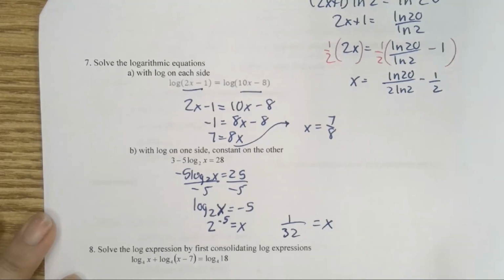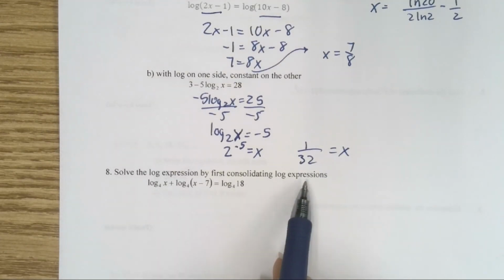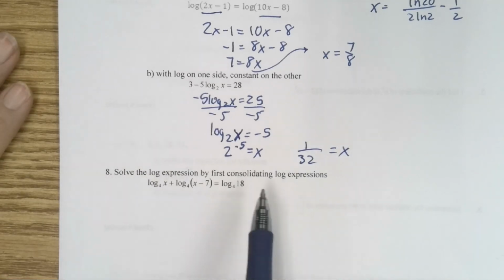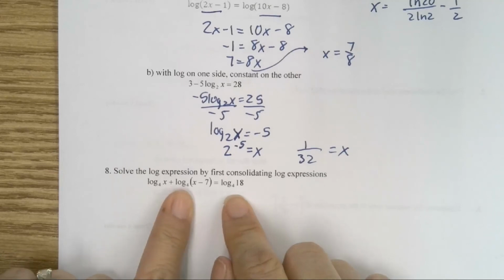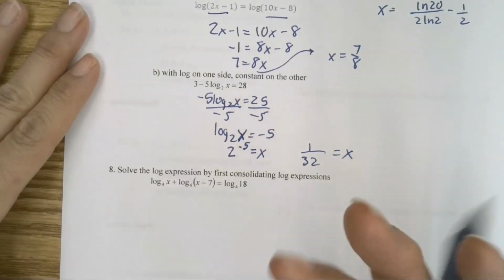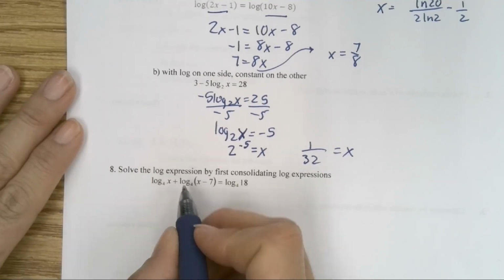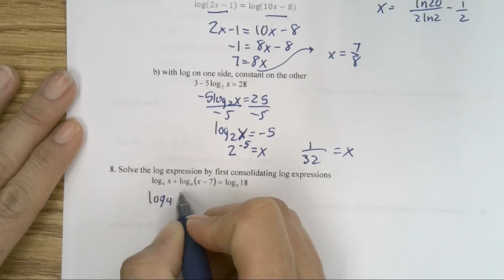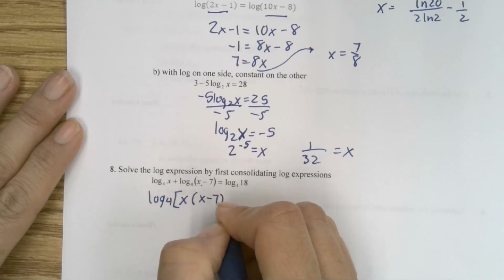Okay, one last example. So we're solving the log expression by first consolidating log expressions. They're not going to tell you that on an IB problem. They're probably going to say just solve. You cannot set log expressions equal to each other because you have multiple log expressions on this side, and that's why we're going to combine them together. So we are going to use that product rule. Remember, the product rule says when you have a sum of logs, you can combine them as a product. So that would become x times x minus 7.